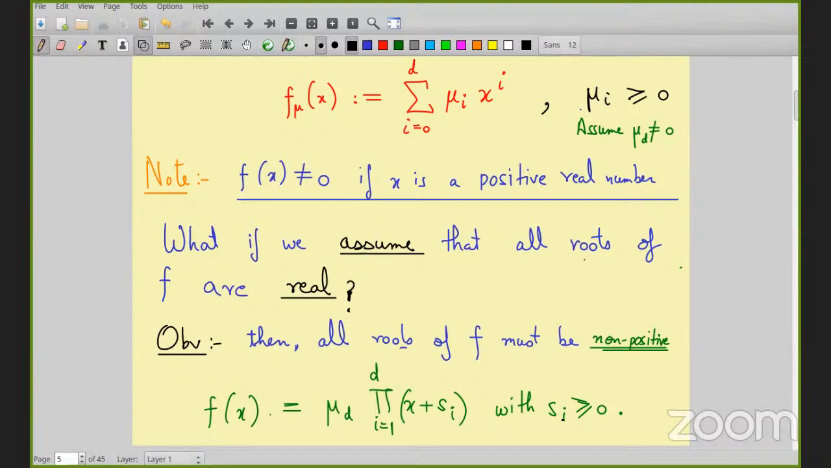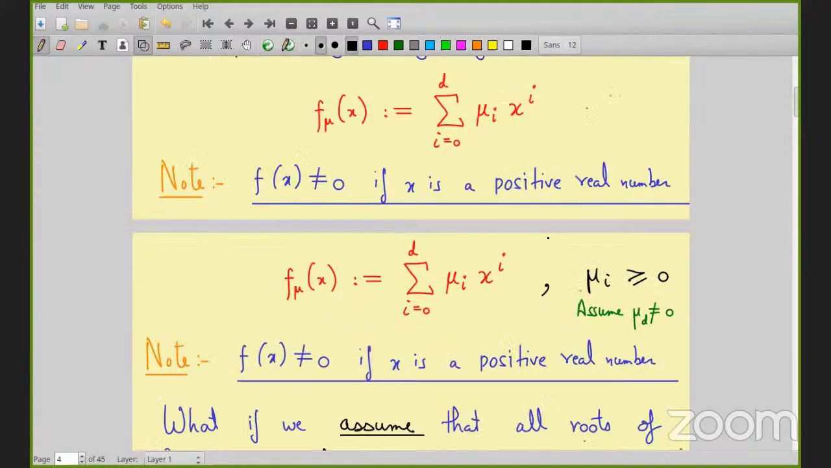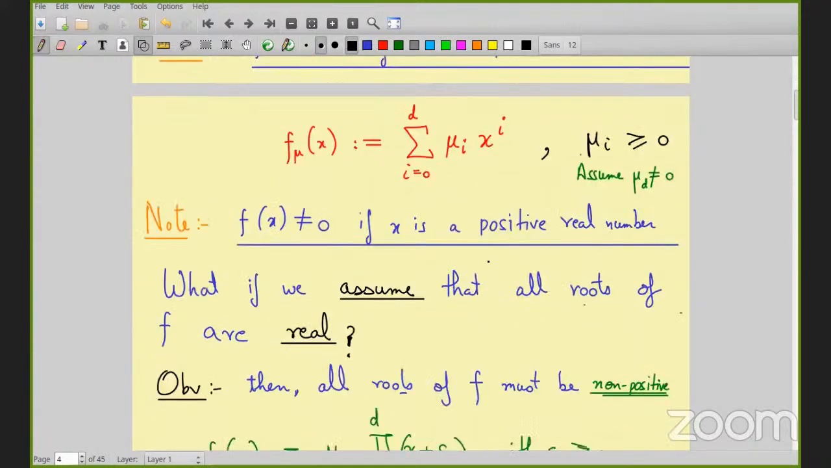So this already tells you something very probabilistic about this probability distribution. Can someone guess it already, or let's do this calculation? This observation should be clear. If there's some issue with the notation, maybe wait for a minute. I have assumed that all the roots are real. I assumed that all the mu j's are also non-negative, because it's a probability distribution. Mu is a probability distribution on 0 to d, and I'm also assuming mu d is positive, it's not 0.